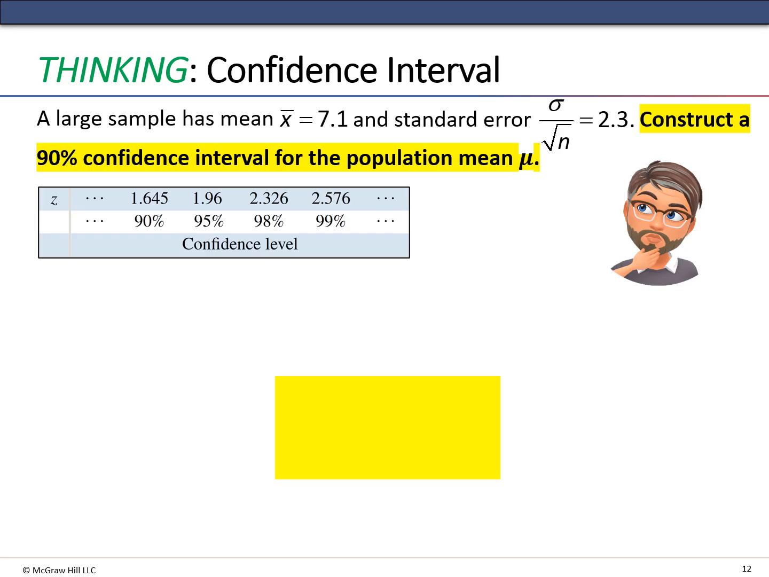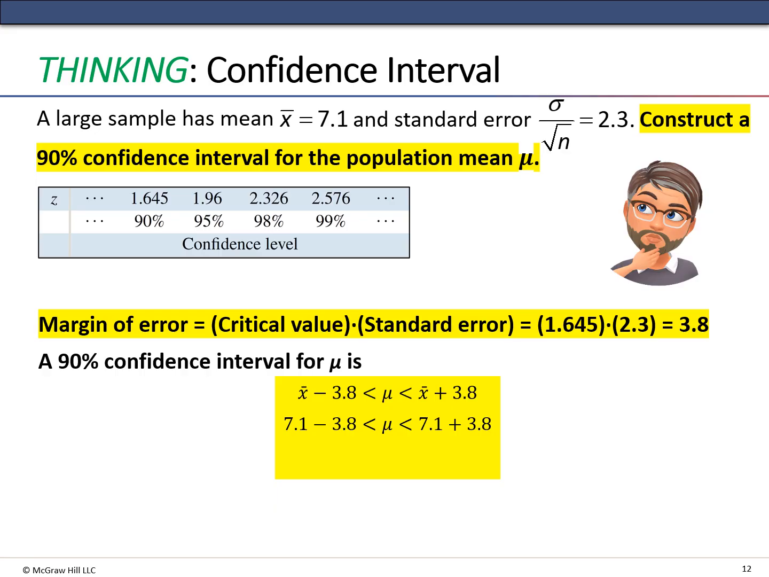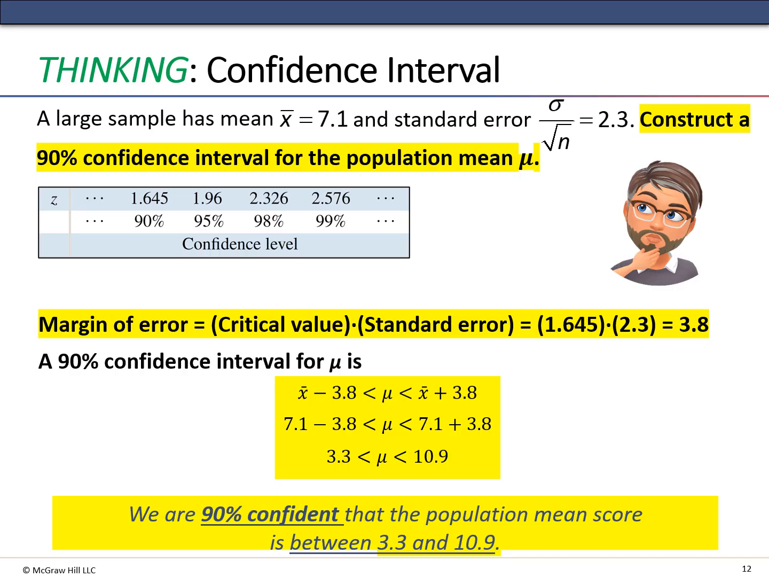So this one, a lot of the work's already been done for you. You don't need to figure out the standard error. You've got it, and you've got the critical values here. Remember, the margin of error simply is the critical value times the standard error. We multiply those out and get 3.8. A 90% confidence interval then is x bar plus or minus this margin of error. So we plug in the x bar value, do the calculations, and we have our interval for 90% confidence.